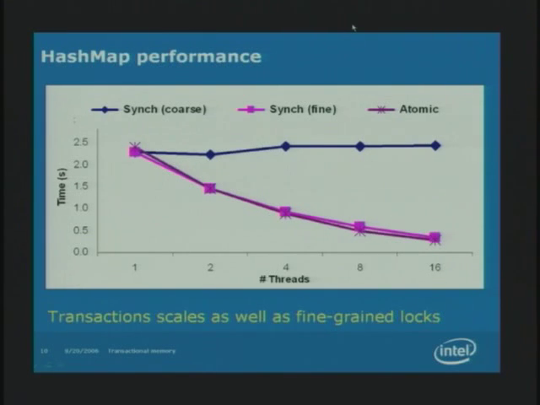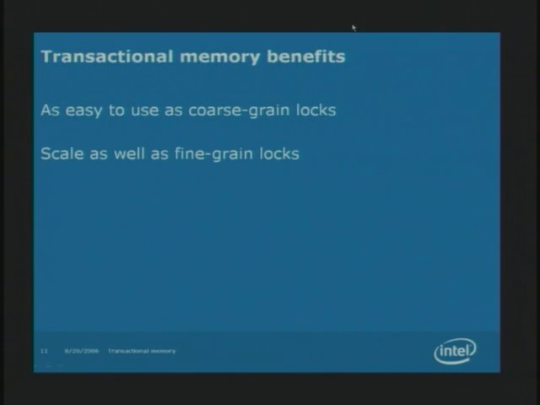And I show you the execution time for 1, 2, 4, 8, and 16 threads. What you'd like to see, of course, is the time come down, because you're doing a fixed number of operations, as you increase the number of threads. And sure enough, what you see is that the atomic version executes as efficiently and scales as well as the highly tuned, hand-coded, fine-grained synchronization version. So you get scalability with transactions that is as good as the kind of scalability you can get with hand-tuned, fine-grained locks.